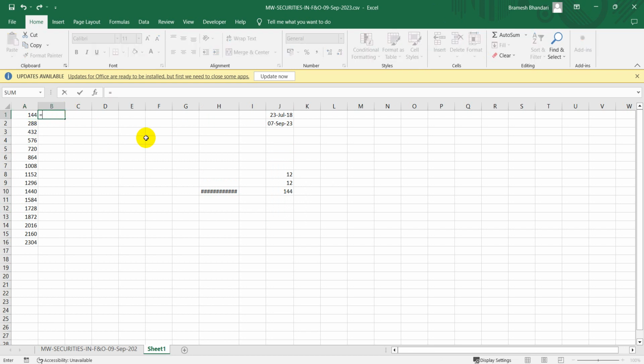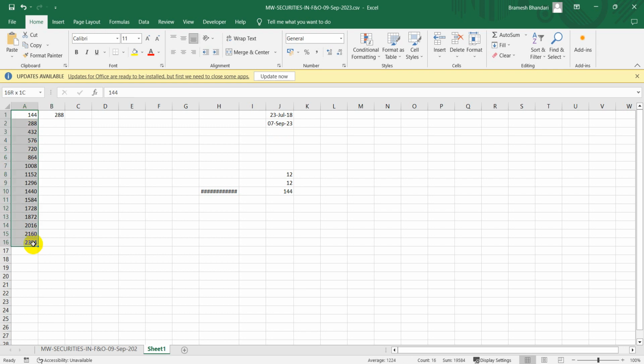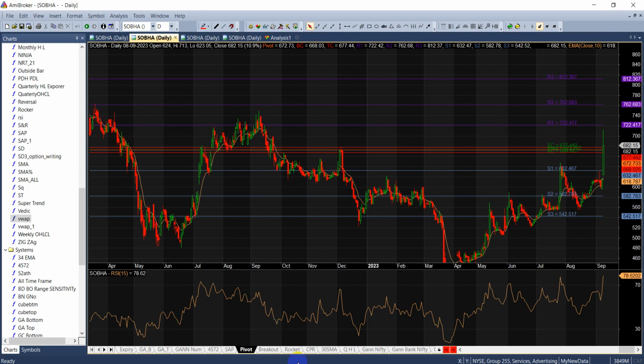Now if I add 144 plus 144, it will come to 288. So this is the second rotation. 432 is third, 576, 720, and so on and so forth. So you can just add it and you can get these levels. And the same numbers can be applied in the market, like any stock near 144, 288, 432. This gives some very nice and decent moves in the market.